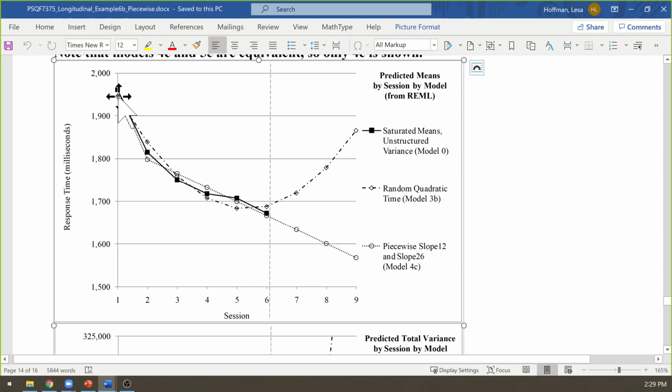And then now to compare it, we have our piecewise model. So it doesn't matter if you take the direct slopes model or the difference slopes model, because they're equivalent. They both have the same predicted response time at each occasion. So we have the circles here, and that circle line does a pretty good job relative to the saturated means. It predicts that response time is expected to continue to linearly decline, though, after session 6. So the second piece here would keep going indefinitely according to the model. So that's not too bad.